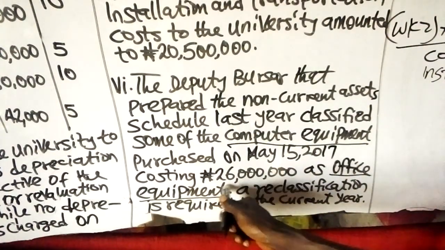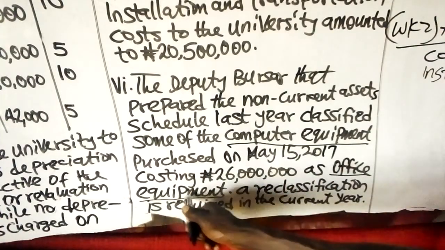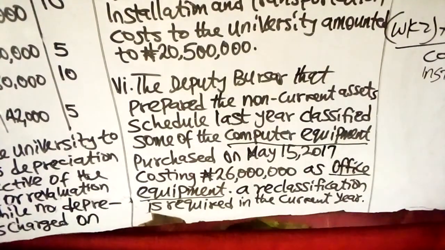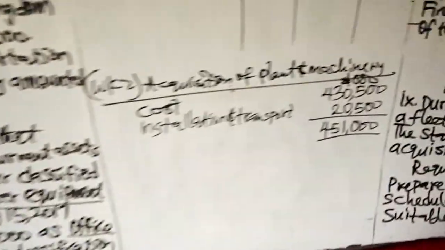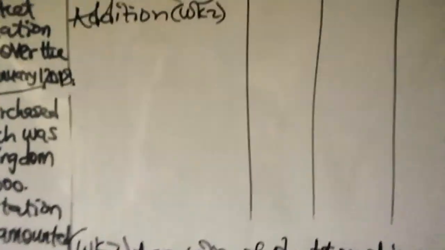Since it was wrongly classified as office equipment, we are going to remove it from office equipment. Then you bring it back to computer equipment. So that is reclassification. And the value is 26 million. That is reclassification.